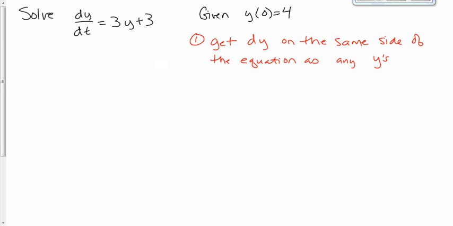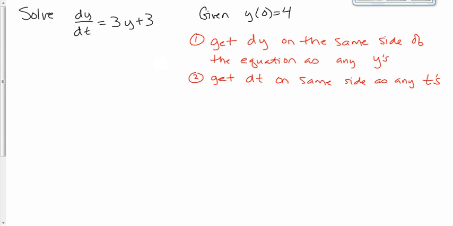Same note, I need to get my dt on the same side. You're going to do this actually at the same time. It's not really two steps. I'm going to get dt on the same side as any t's. Now, in this particular equation, we don't have any t's. So I really just only care about getting the dy's with the y's.